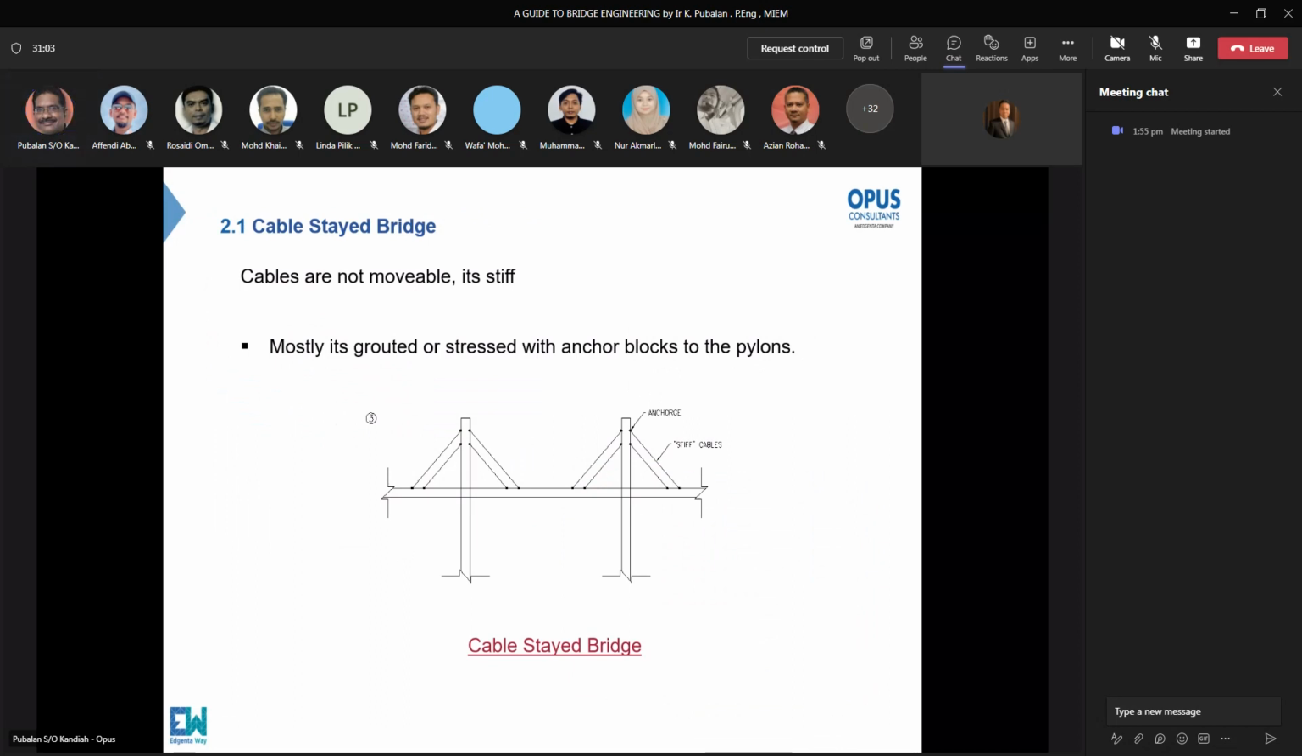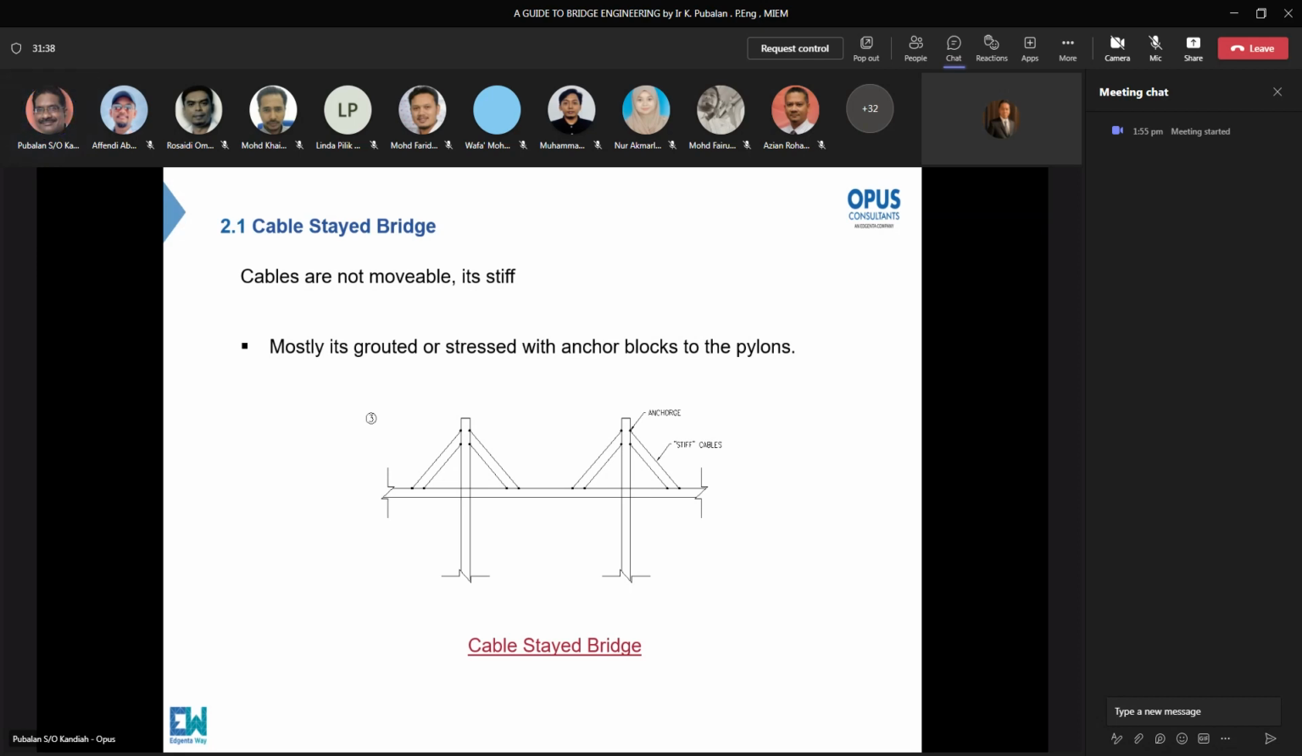Okay. A cable stayed bridge is also a type of suspension bridge. And the concept is that the cables are not movable, they are stiff. But again, you have two types of cables. You have the unbonded tendon and you have the bonded tendon, right? From what I understand, those cables for some bridges in Sarawak, coming under the coastal road, are stay cables with unbonded tendon.